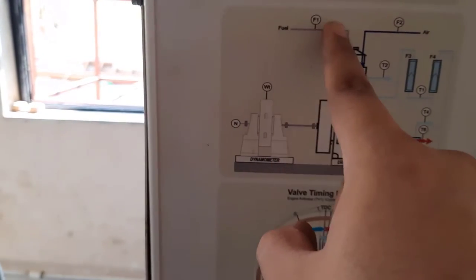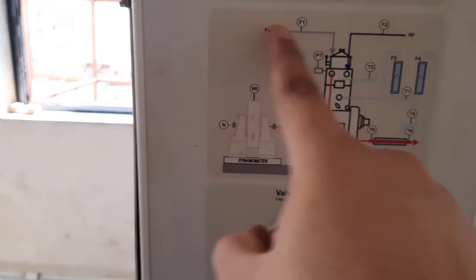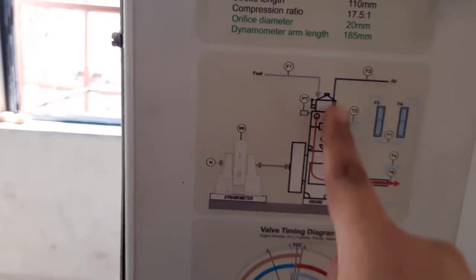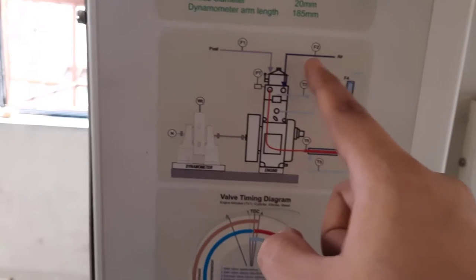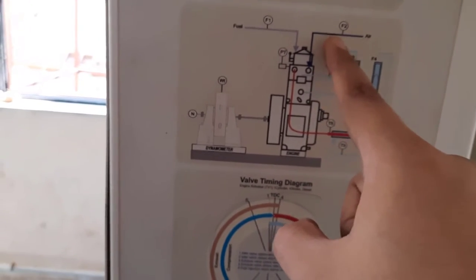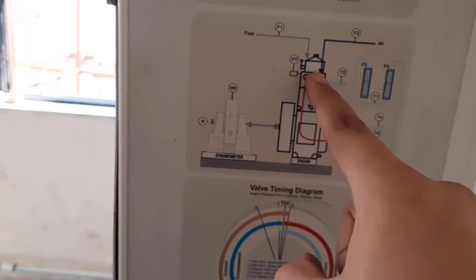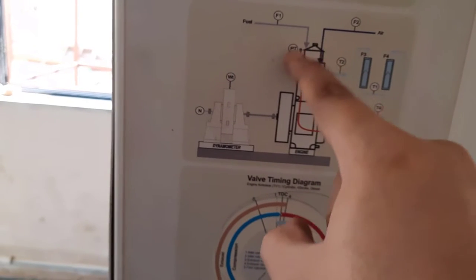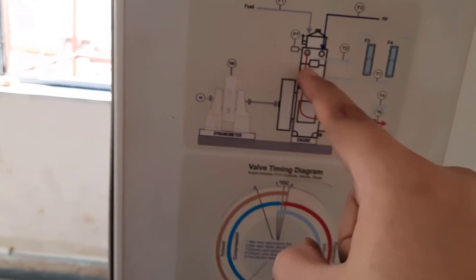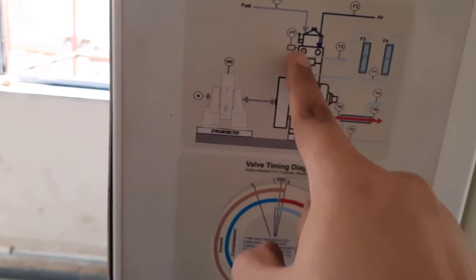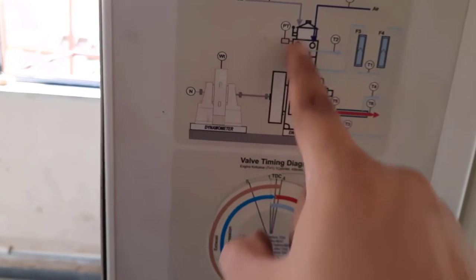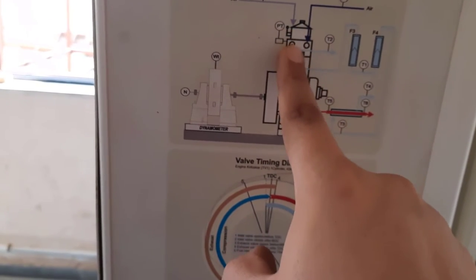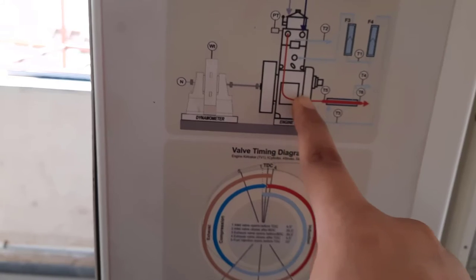F1 means fuel flow rate. We are measuring fuel flow rate using this thing, I will explain it in a minute. And to measure the air flow rate F2, we are using the orifice meter. So air and fuel are coming inside the engine. Combustion is taking place, and because of combustion, exhaust gases are produced. This red line is your exhaust gases, and these exhaust gases are coming out.